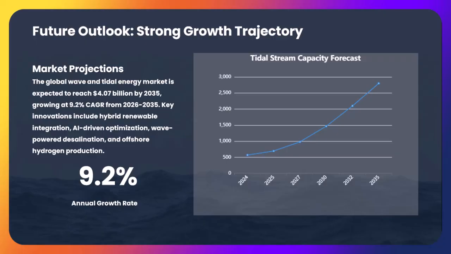Market projection: the global wave and tidal energy market is expected to reach 4.07 billion by the year 2035, growing at a 9.2% CAGR from 2026 to 2035. Key innovations include hybrid renewable integration, AI-driven optimization, wave-powered desalination, and offshore hydrogen production. So by various ways, we are going to go for production of power from tidal. So in the near future, we will move towards tidal energy.